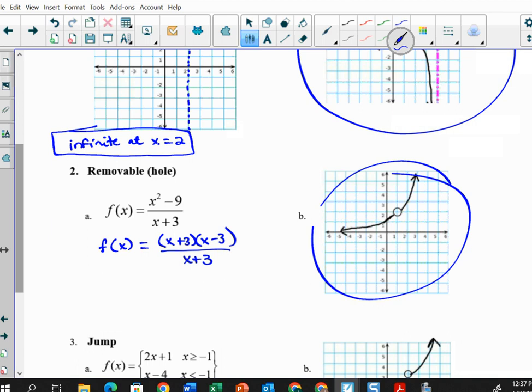I'm sorry, what? Okay. I didn't hear what you said. I thought I heard a 0, but that was all I heard. Okay. Cancel out your x plus 3. That was right. Great. So this time you would tell me there is a hole, or you could say removable, at what x value? Yep.